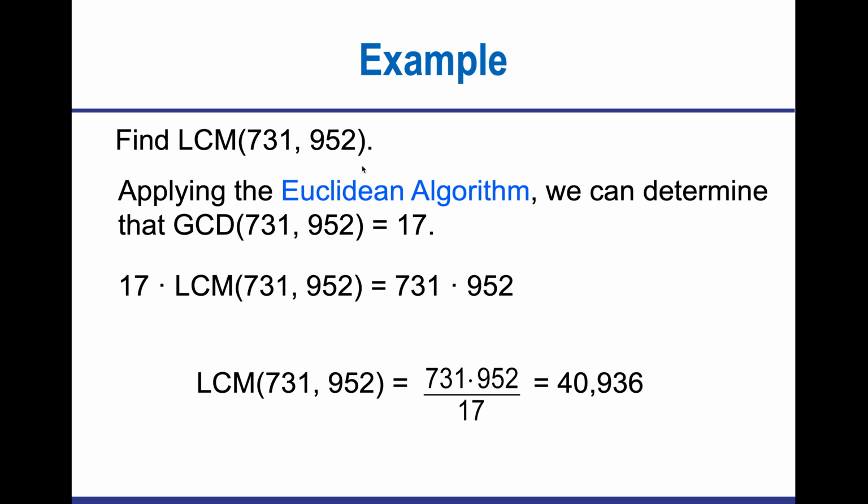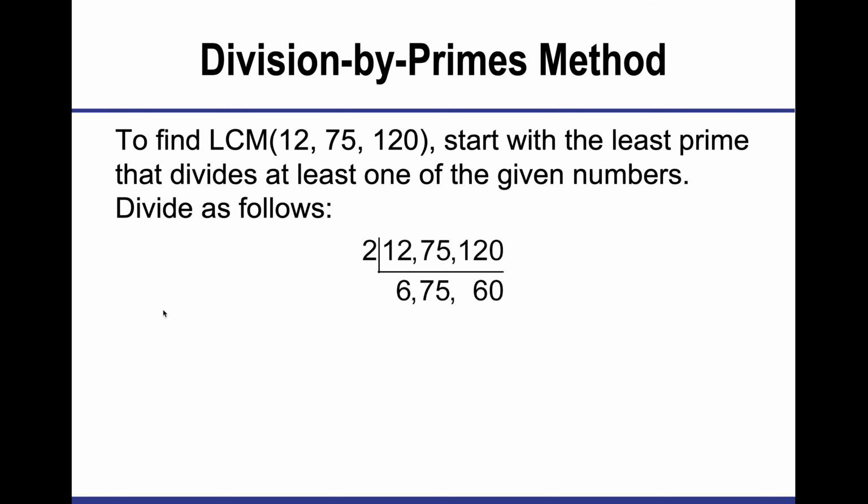So what you're doing here is 731 times 952. If you did the problem right, that would give you the same thing as the greatest common divisor times the least common multiple. It's a great self-check, okay? Great self-check. To find the least common multiple of three things, we can start off by looking at prime numbers that it might be divisible by, and using at least one of the given numbers.